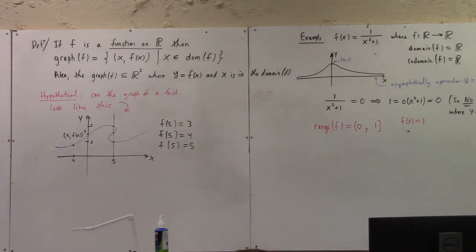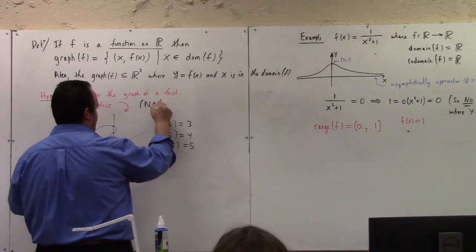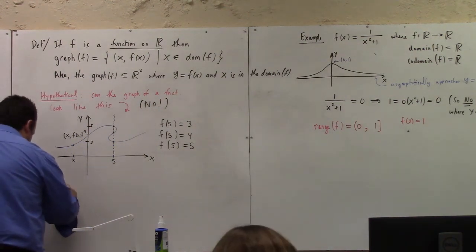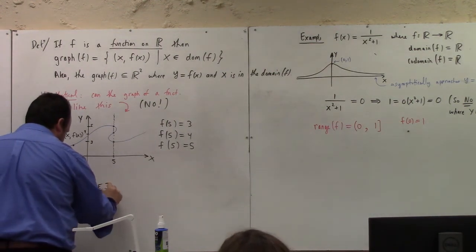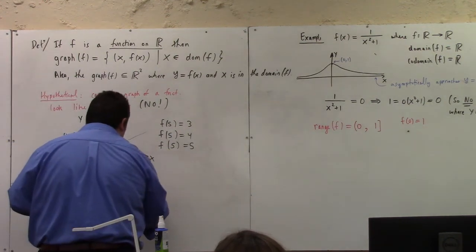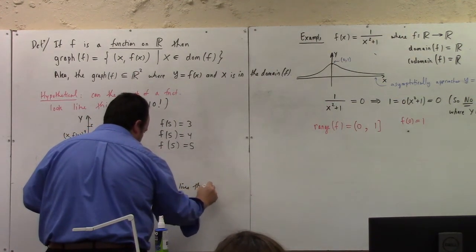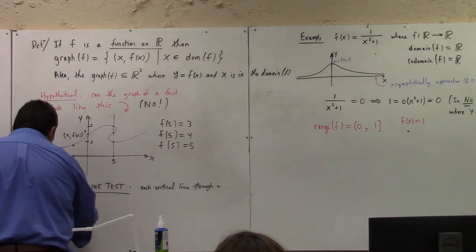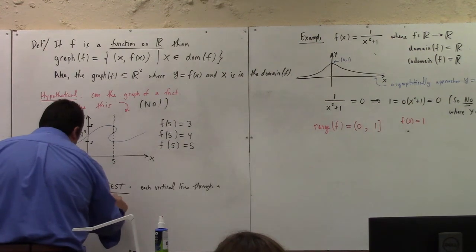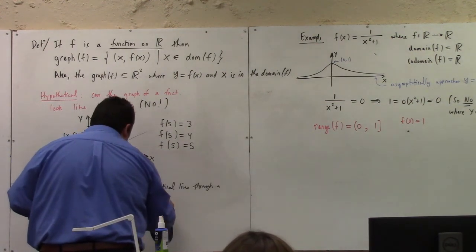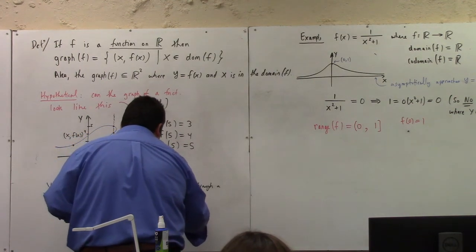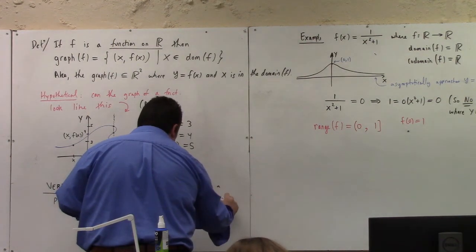What that means for the graph is that when we're looking at a picture of a possible graph of a function, it's not actually a graph of a function if it fails the vertical line test. Right? What's the vertical line test? Each vertical line through a point in the domain of f of x must hit just one point on the graph.